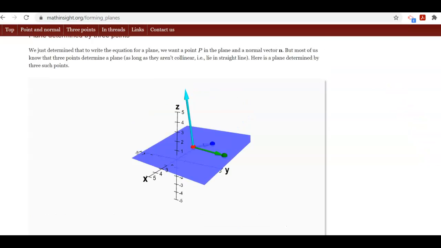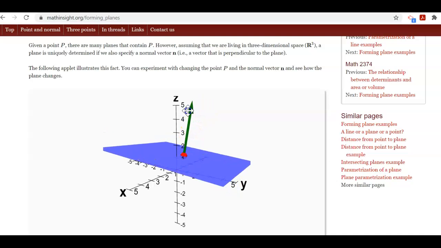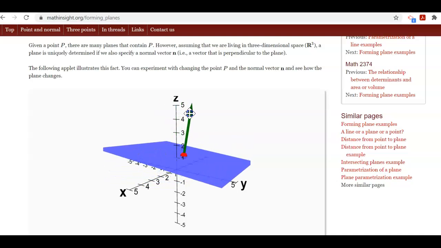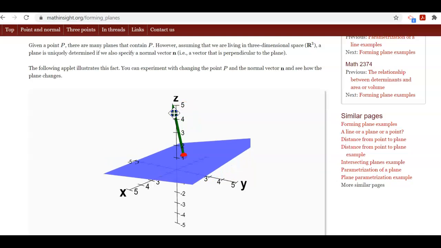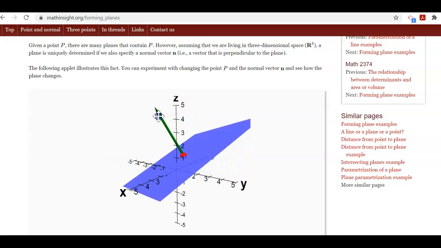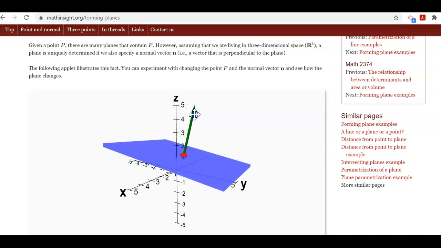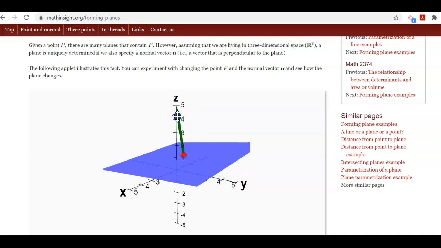Better up here, actually. Let's go to this one here. So this one is just showing the normal. And so if I change the direction of the normal, it's changing the plane. This one actually works a little bit better. But this one doesn't show the 2 vectors on the plane. But you can see that no matter what orientation that normal vector is, it does look perpendicular to the plane, okay?